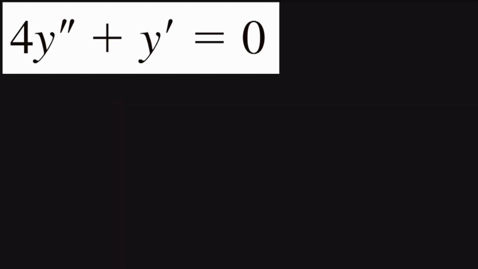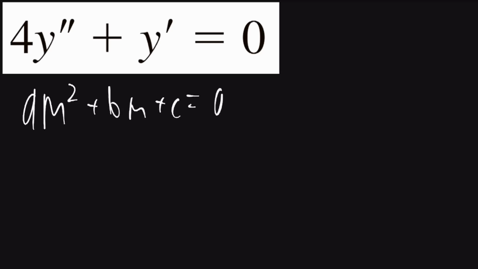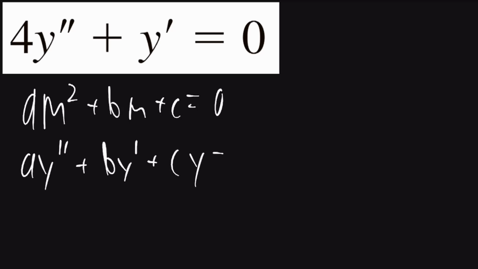For this problem, I'll start by finding my auxiliary equation. It'll be in the form a times m squared plus b times m plus c is equal to 0. And our differential equation will be in the form a times y double prime plus b times y prime plus c times y is equal to 0.